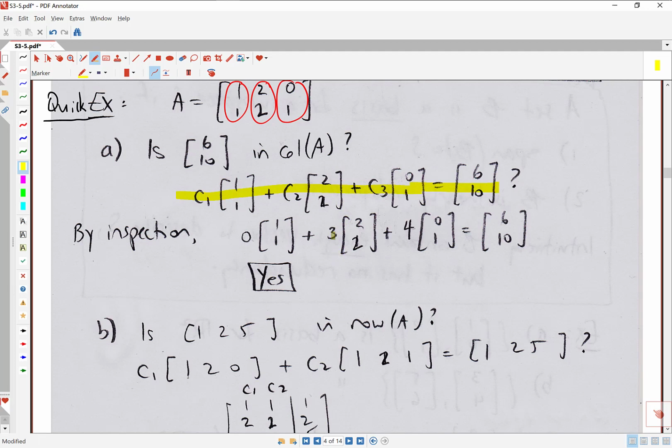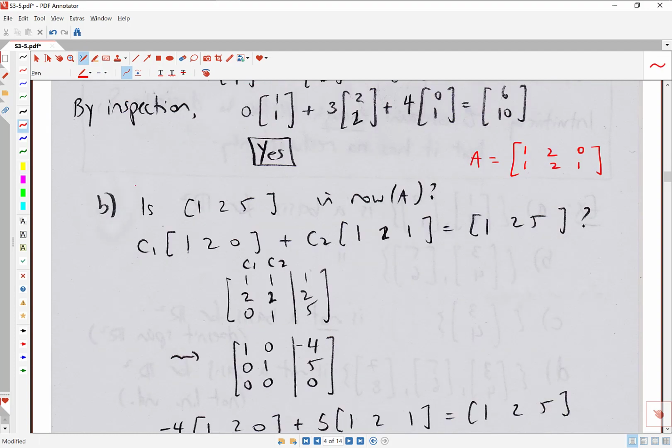There are many solutions to this equation, but one would be to take 0 times the first column of A, plus 3 times the second column, plus 4 times the third column, and yes, that will make 6, 1, 0. So because we can find a linear combination, the answer to the question is yes, 6, 1, 0 is in the column space of A. So part B: is the vector 1, 2, 5 in the row space of A?